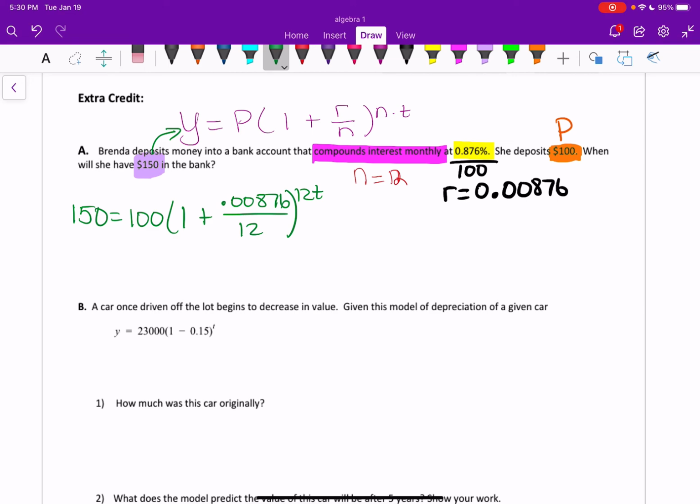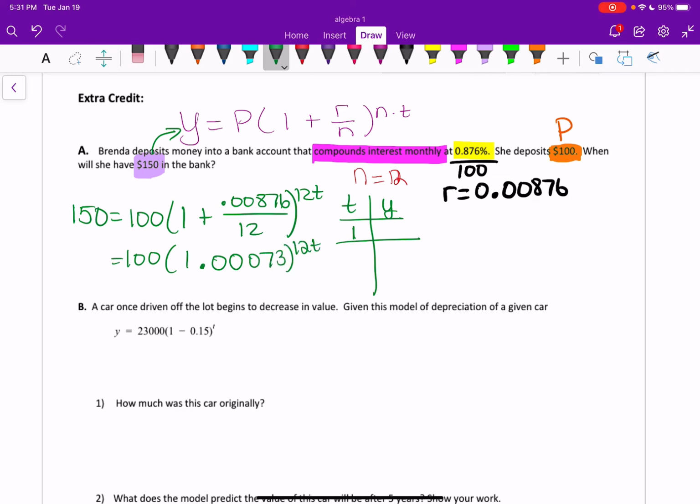Well, there's a way to do this, but it's way beyond what you've learned. So we're going to have to use a table of values. We're going to put in a time and see how much money that is. We're going to figure out our Y. I'm going to start with 1 year just to see what it does. I'm going to simplify this a little bit. We're trying to get to 150. So inside here is going to be 1.00073, raised to the 12t power.